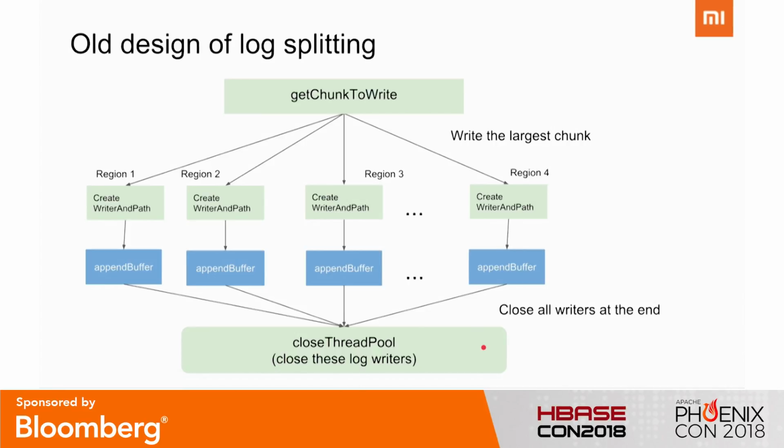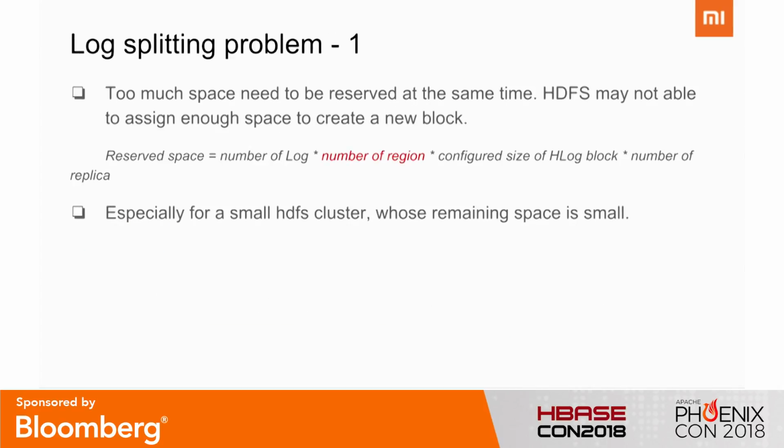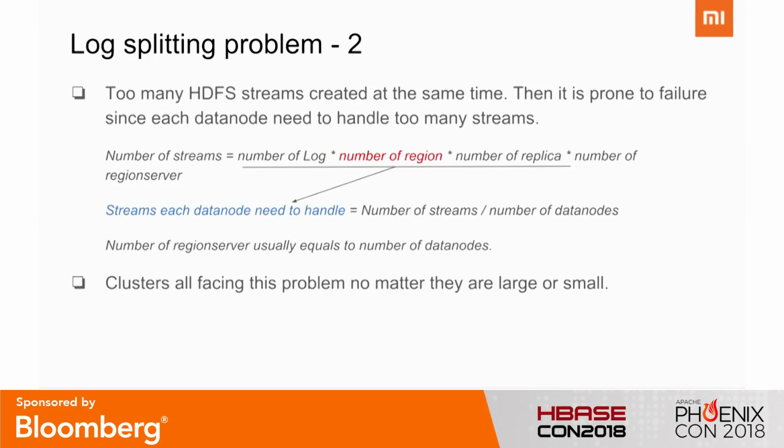Apparently, there are too many log writers open at the same time. Since each region has a log writer and each log writer has an HBase client, too many log writers can lead to two problems. One problem is that too much space needs to be reserved at the same time. As we know, the name node needs to reserve some space for a new block. This is the equation of reserved space when we do log splitting. When the number of regions is big, the name node may fail to assign enough space for a new block, especially for a small cluster whose remaining space is small.